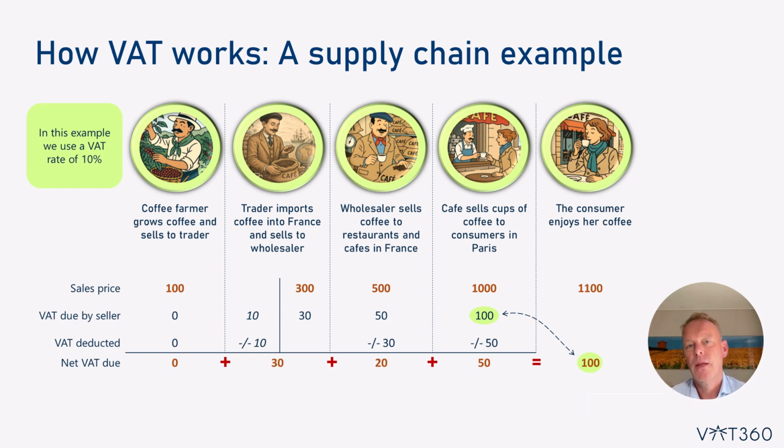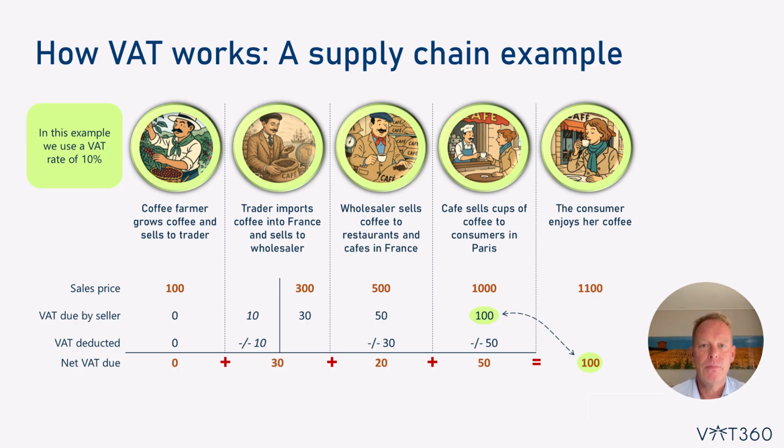Step 2. The importer. The trader imports the beans into France. At import, VAT kicks in, €10 on the $100 value. But since the trader is VAT registered, he reclaims that €10 as input VAT. Net effect? Zero. Step 3. The wholesaler. The trader sells the beans to a French wholesaler for €300, charging €30 VAT. The wholesaler pays it, but can reclaim it later.